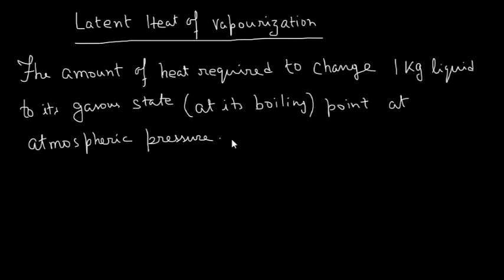So the amount of heat required. So what is latent heat of evaporation? It is the amount of heat required to change 1 kg of liquid to its gaseous state at its boiling point at atmospheric pressure.